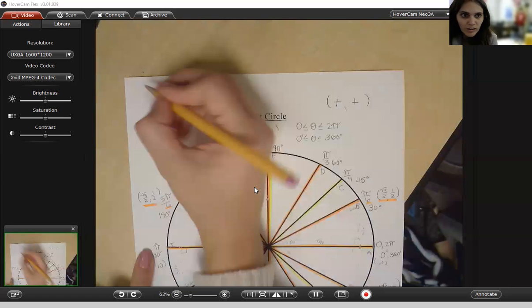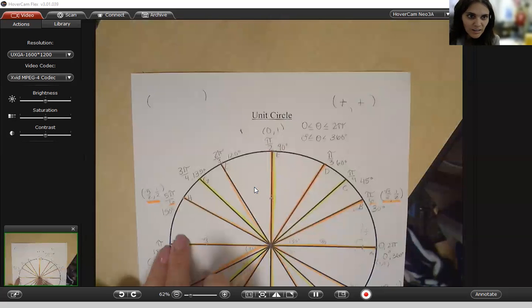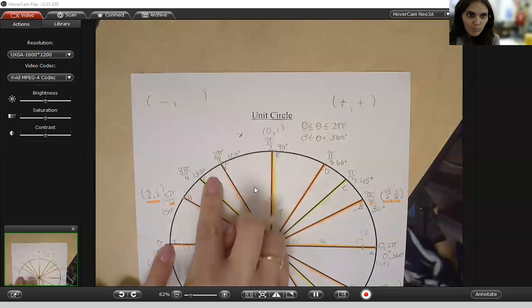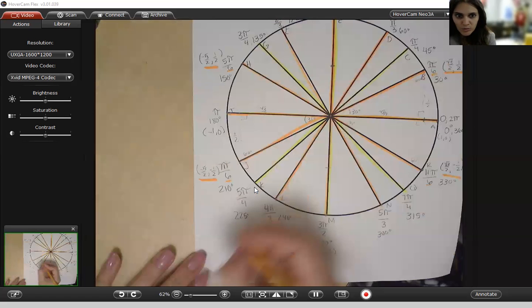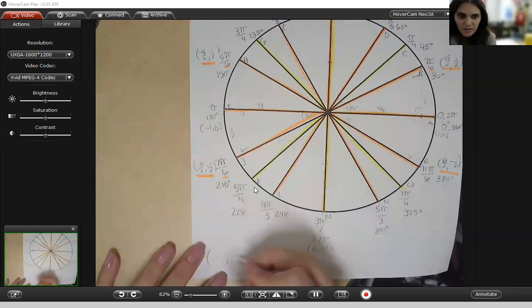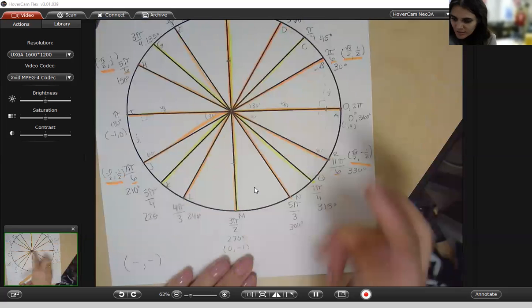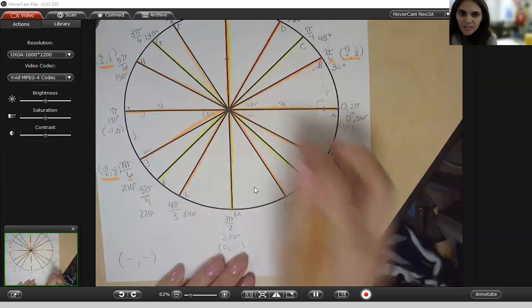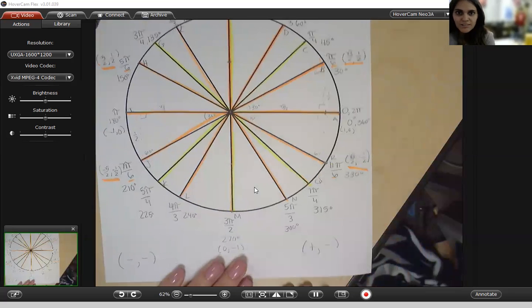Over here, in this quadrant, I've gone to the left, which makes x negative, and then I've gone up, which makes y positive. Over here in quadrant 3, I've gone to the left, negative x, and I've gone down, negative y. Over here, quadrant 4, I've gone to the right, positive x, and I go down, negative y. All right, let's see what I can do next.